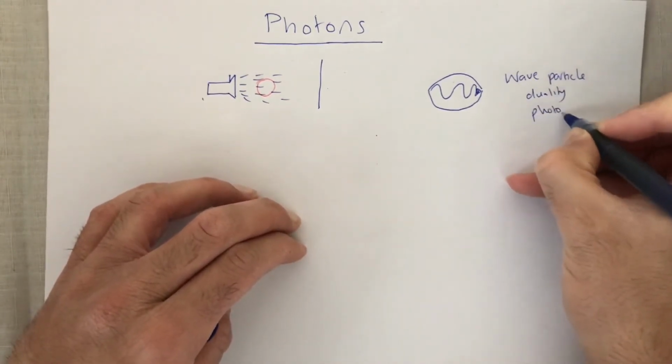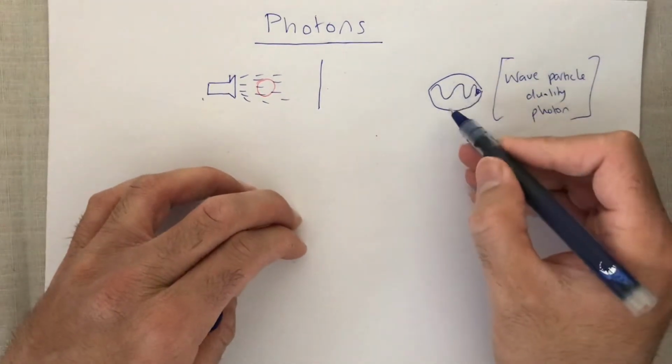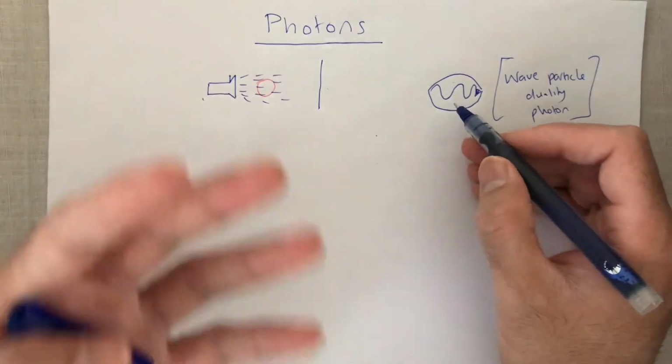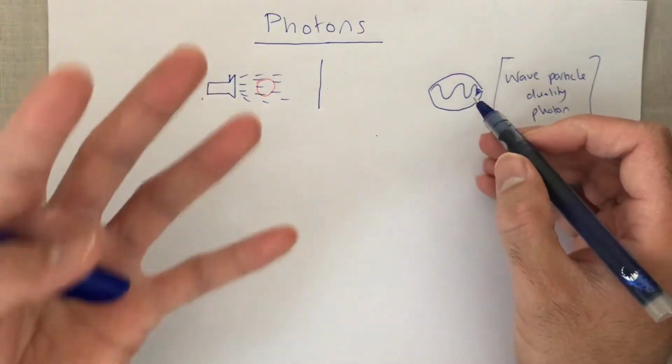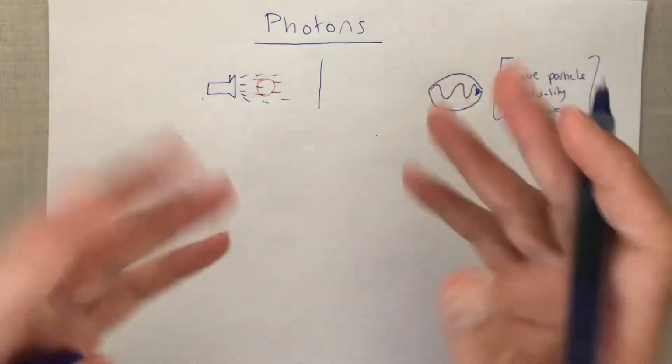So what does this statement mean? Well, it means that the photon itself displays behaviors of both a wave and a particle. So you can actually apply both models to the photon itself.